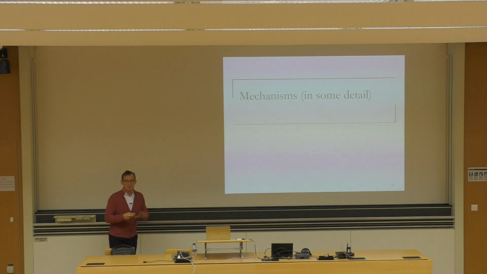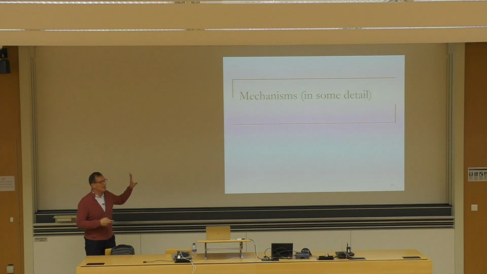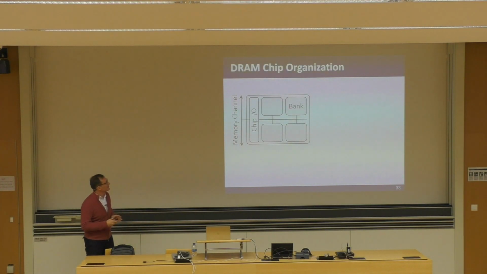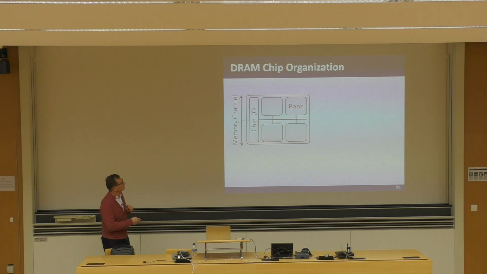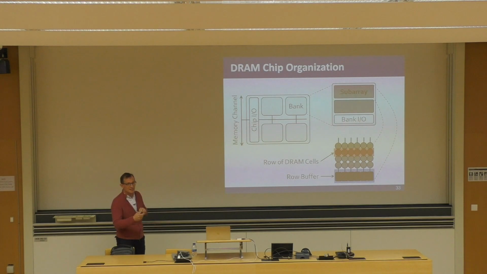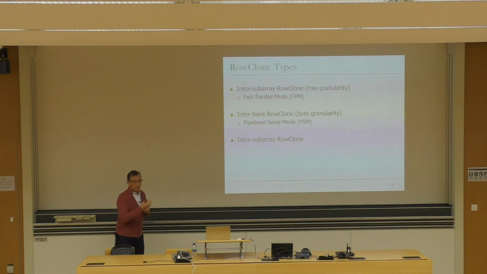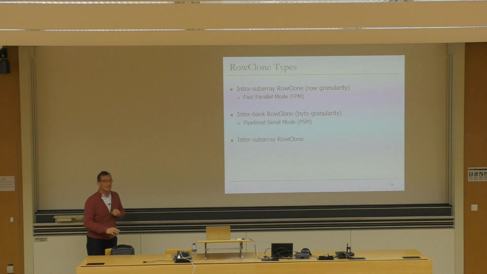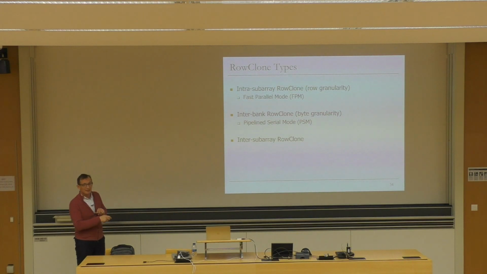Okay, so let's go into a little bit more detail in terms of the mechanisms. That's the basic mechanism, but it's not the only mechanism. If you look at a DRAM chip organization, a DRAM chip consists of multiple banks. In each bank you have multiple subarrays, and you have a shared bus over here. Each bank consists of subarrays, and each subarray consists of rows of DRAM cells and the row buffer or sense amplifiers. The RowClone idea proposes three different kinds of copying internally. And we'll talk about initialization also.